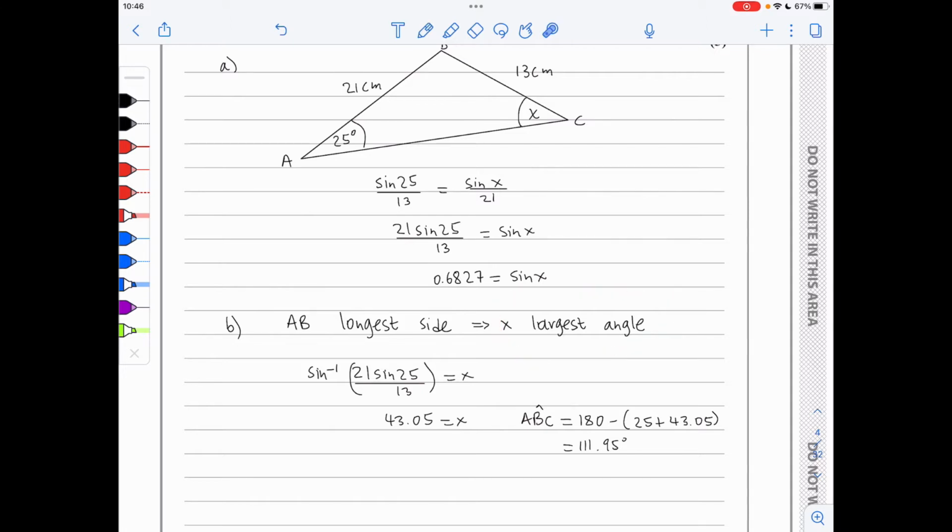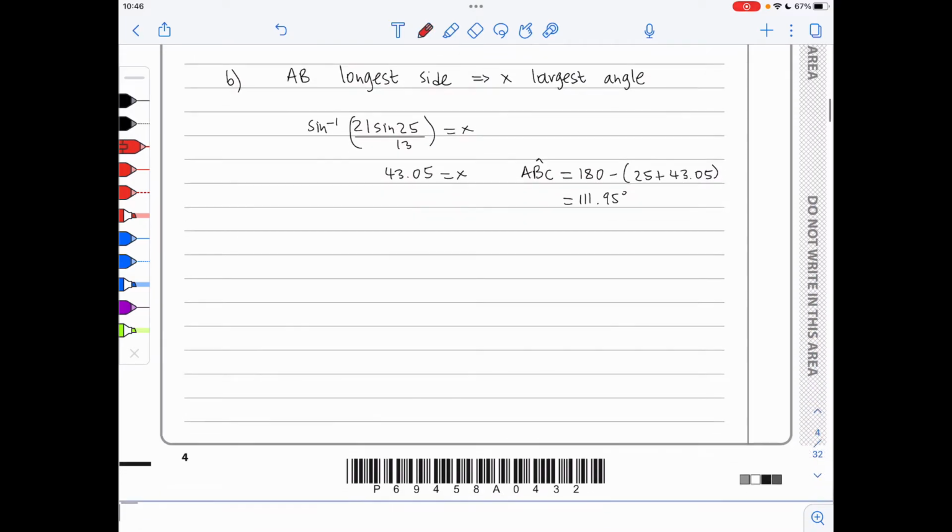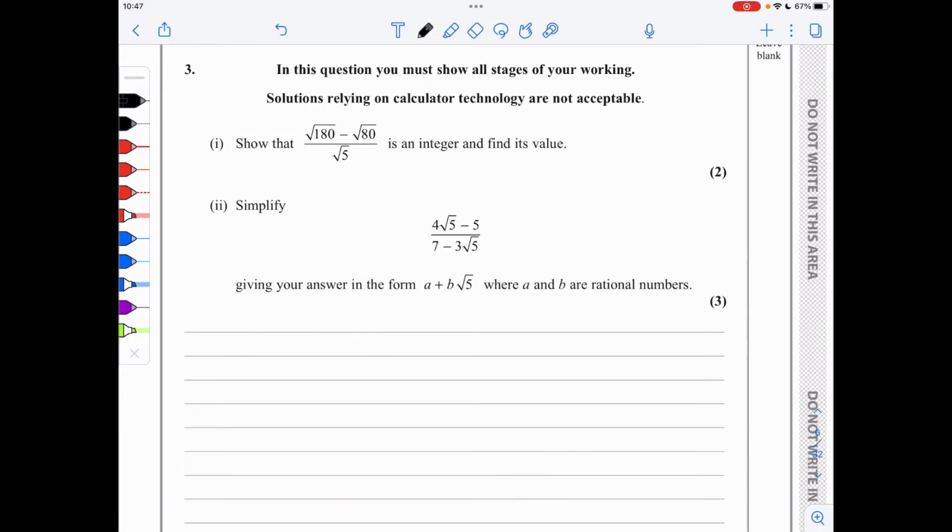So what do we do? We address this by considering that sine of theta and sine of 180 minus theta are exactly the same. So supplementary angles have the same sine ratio, and therefore we could say that x must be 180 minus 43.05, which gives an answer of 136.95 degrees.